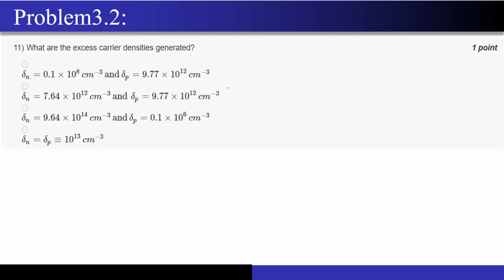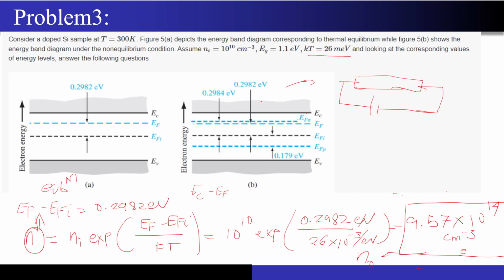Now comes the next question. What are the excess carrier densities generated? So what are the excess carriers? They are denoted by delta n or dou n, anything is fine over here. So now let me look at the other diagram. See what has been given in this other diagram.